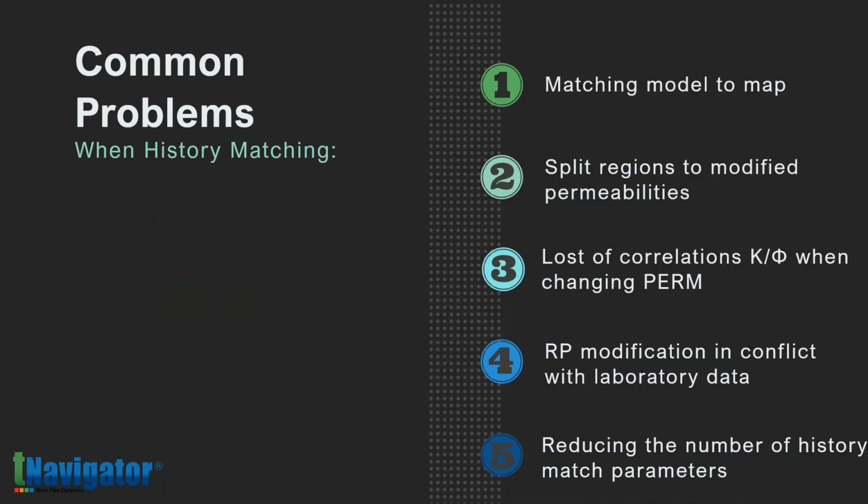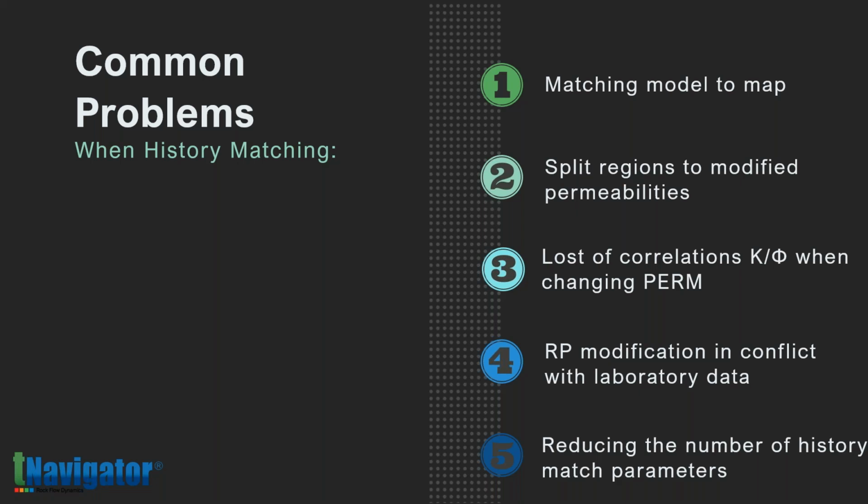So, typical problems when doing history matching. First of all, matching the model to a map. Sometimes we are not allowed to change anything in a map, and that's very time-consuming, not to work with the maps for the history matching. Split regions to modify permeabilities: sometimes it's unclear in advance how to select these regions. Sometimes the geological prerequisites for such splitting do not always exist.